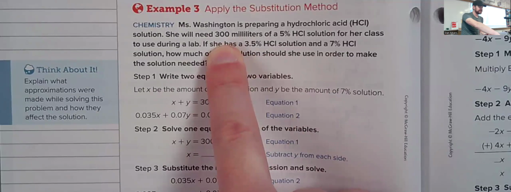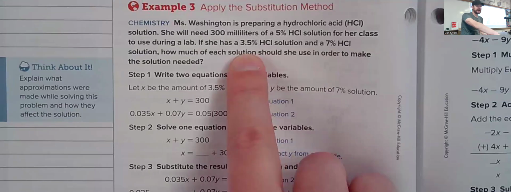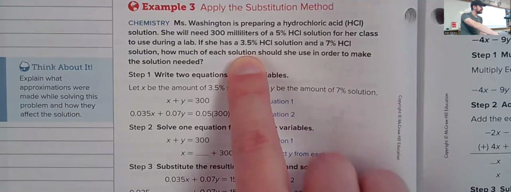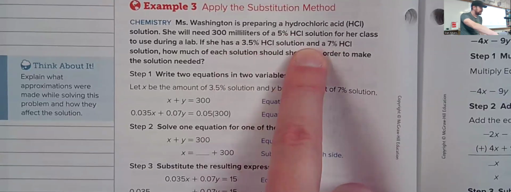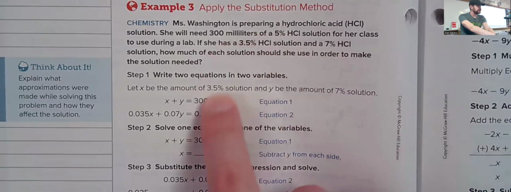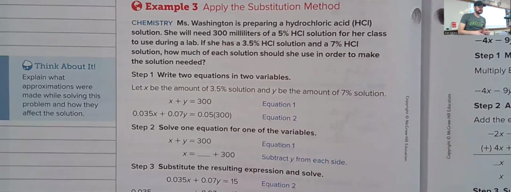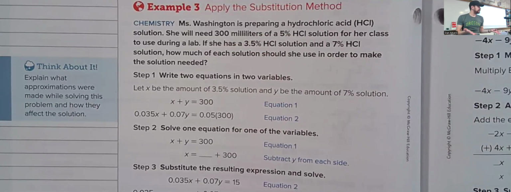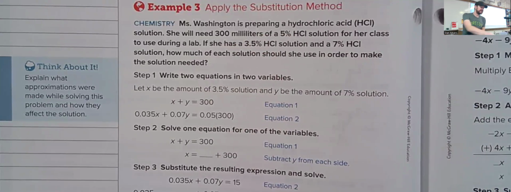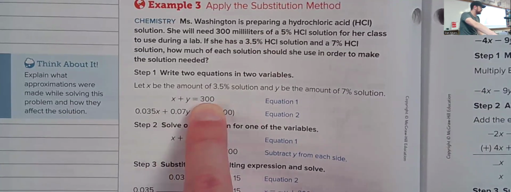She needs 300 milliliters. So if we say that the 3.5% solution is X and the 7% solution is Y, if we have a certain amount of X and a certain amount of Y, we need to have a total of 300 milliliters, which is this first equation here, X plus Y equals 300. Generally speaking, if you have some sort of word problem and it has two separate scenarios and it says you need a total amount of these two things, that will be an equation of X plus Y equals whatever the total amount is, because a certain amount of 3.5% plus a certain amount of 7% has to add up to 300 milliliters because that's how much she needs.